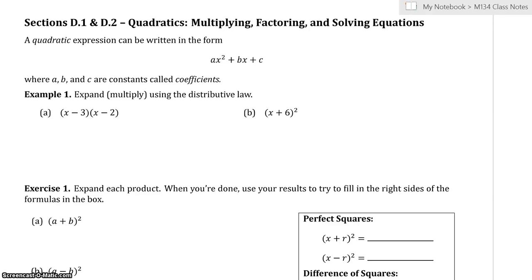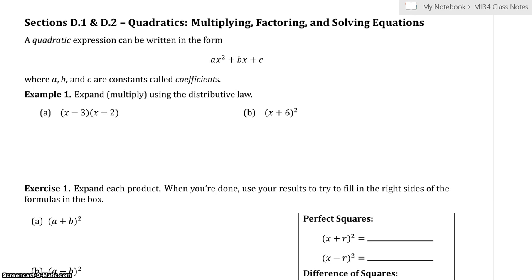In today's video, we're going to look at page 55 of our notebook, which is on sections D.1 and D.2 from the appendices in the textbook. They're on quadratics. We're going to multiply, factor, and solve equations. We actually multiplied and factored in the beginning of the course in section 8.1, and we are going to do it again. First, what is a quadratic?